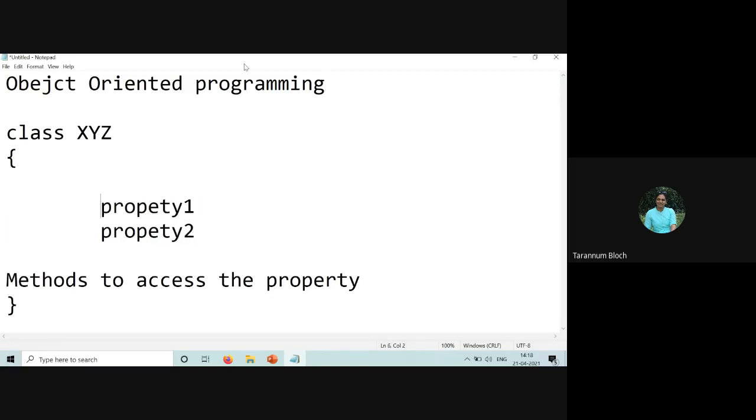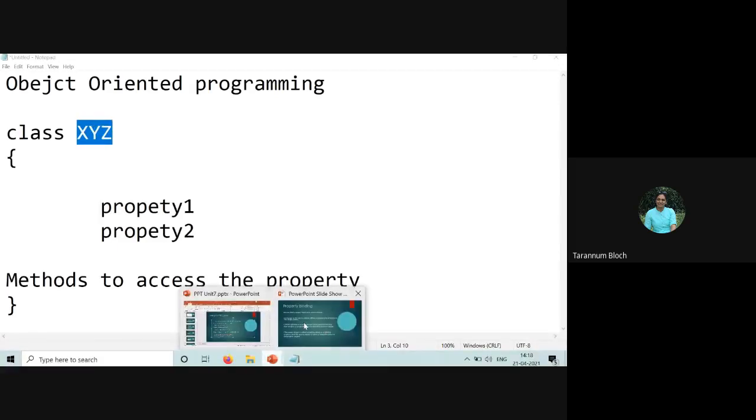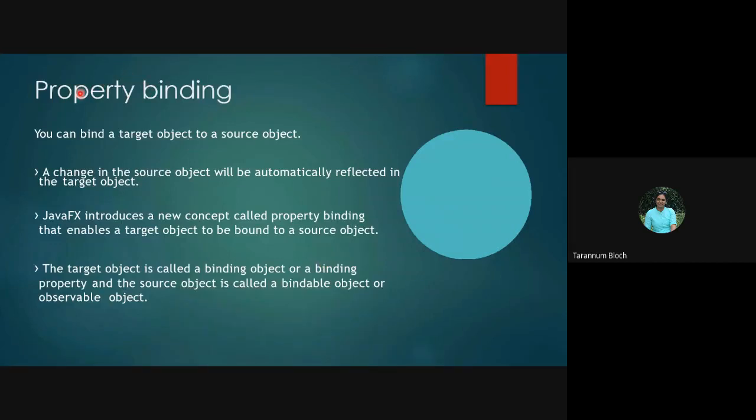Fine. Now when you are using JavaFX, there are various built-in classes, and what you can do is bind a target object to the source object. Various objects have different properties, and when you have one object and you want to get it inside another object, you can go with property binding.